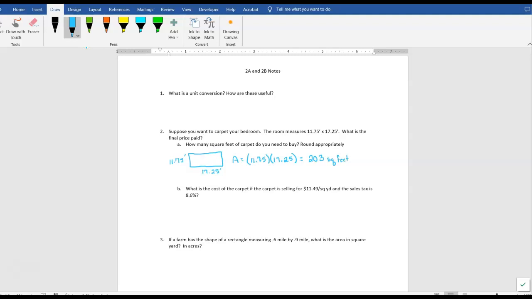So this is how much carpet we need to buy. What is the cost of the carpet if the carpet is selling for $11.49 a square yard? This time we're talking about square yards. We had square feet, so we're going to have to do some conversion. And again, we talked about using Google and geometry to do some of these things. So we want to change 203 square feet to square yards.